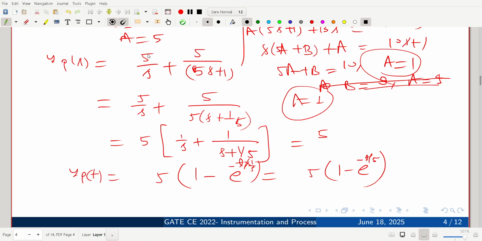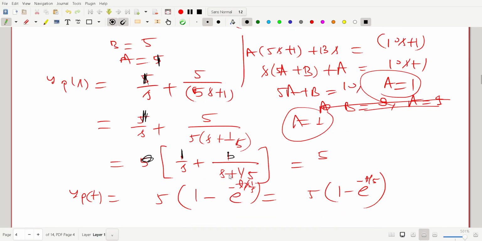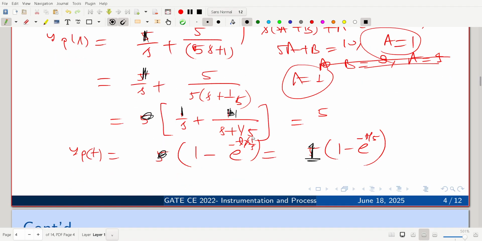So one thing you understood is that there is a chance of calculation error here, right? So here this is a 1, this is our 5, and here the 1 and 5 cancel out. This is okay, right? So here it is a 1 actually, so our answer would be 1 into e to the power minus t by 5.